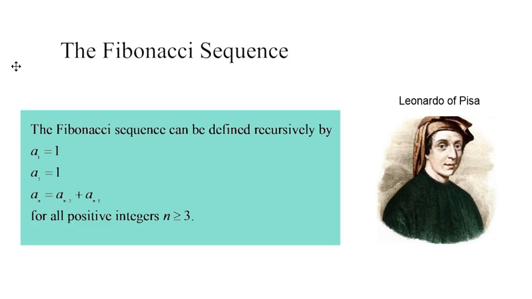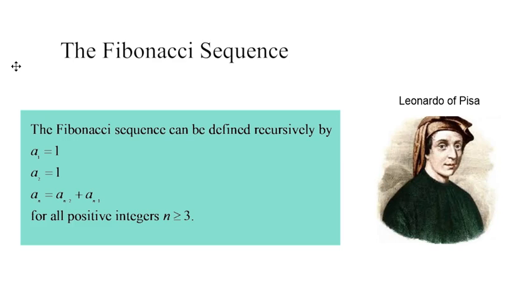The last part to discuss is a special sequence you've all heard about, the Fibonacci sequence, and that can be defined recursively by a sub 1 is equal to 1, a sub 2 is equal to 1, and then our recursive rule is a sub n is equal to a sub n minus 2 plus a sub n minus 1. So we're adding the previous two terms together in order to get the current term. And this is true for all positive integers, n greater than or equal to 3.